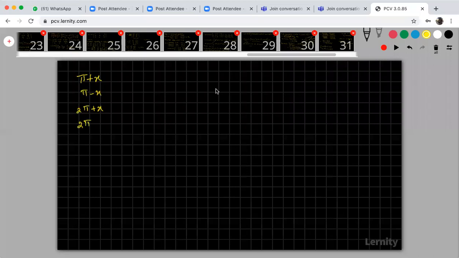Okay, but we have to check the sign, plus or minus. Check the sign. Okay, take it as cos of pi plus x. Don't change. Pi is coming means you take it as cos x. Okay, but check the sign. What about the sign, plus or minus? Go to the third quadrant.